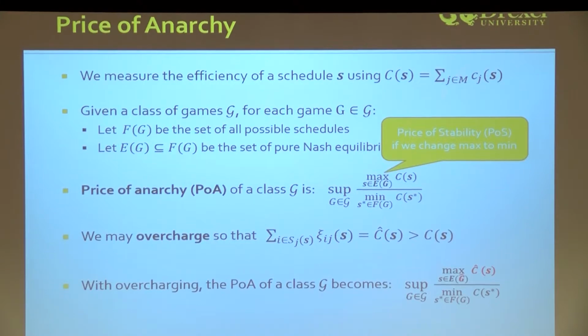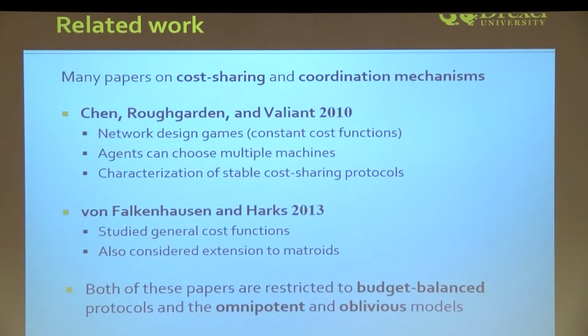And also, I'm going to be mentioning at some point the price of stability. It's just the best equilibrium rather than the worst. So it's minimum instead of maximum here.